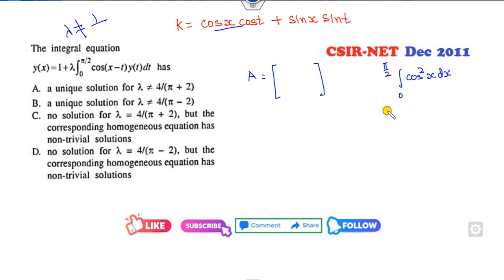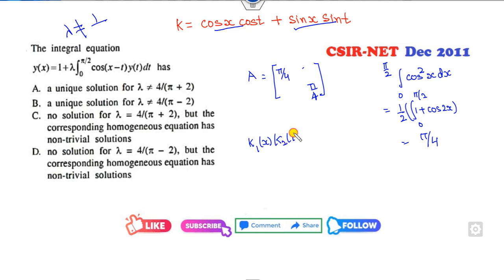So how can you integrate it? Half is common, 1 plus cos 2x, integration from 0 to pi by 2. So can you integrate them quickly? So this number will be pi by 4. Similarly, for this case, it is pi by 4. Can you find this k1? Because it's a symmetric function, the values are the same.